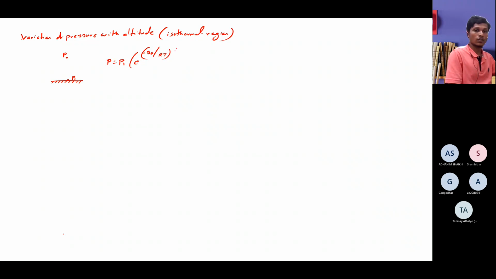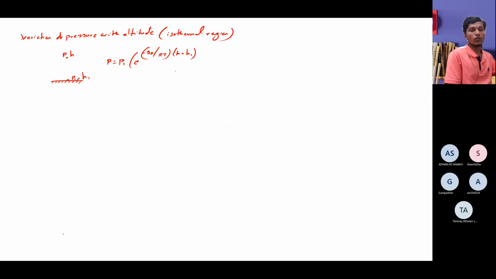RT times h minus h1. This is your known height h1, and this is also your known height, that is h. The height at this point is h1, that is you can say it's 0, and this is h. So this is for the isothermal region.